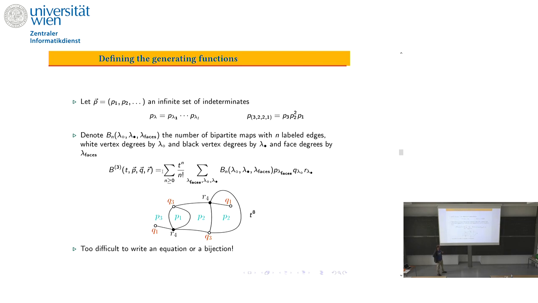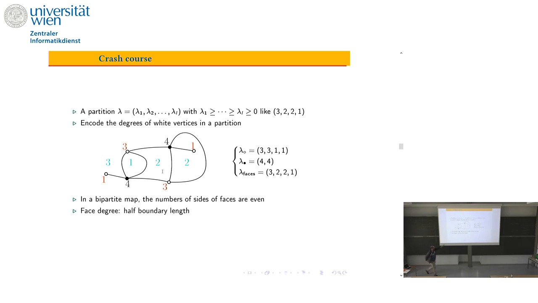Yeah, they all sum to n, to the number of edges. Like in the previous picture, it was clear. So if you take the sum of the parts on the right-hand side, you get 8 in all three cases, because it's a map with 8 edges. Okay?